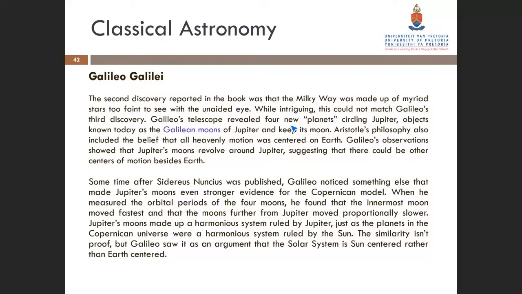Sometime after Sidereus Nuncius was published, Galileo noticed something else that made Jupiter's moons even stronger evidence for the Copernican model. When he measured the orbital periods of the 4 moons, he found that the innermost moon moved fastest and that the moons further from Jupiter moved proportionally slower. Jupiter's moons made up a harmonious system ruled by Jupiter, just as the planets in a Copernican universe were a harmonious system ruled by the Sun. The similarity isn't proof, but Galileo saw it as an argument that a solar system is sun-centered rather than Earth-centered.